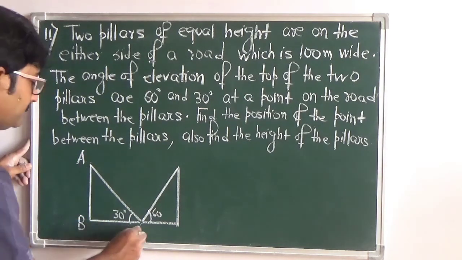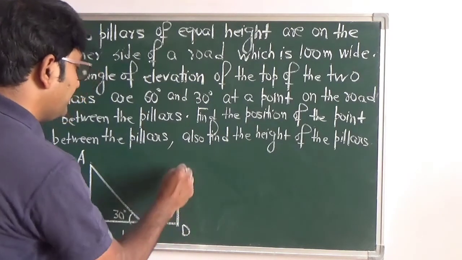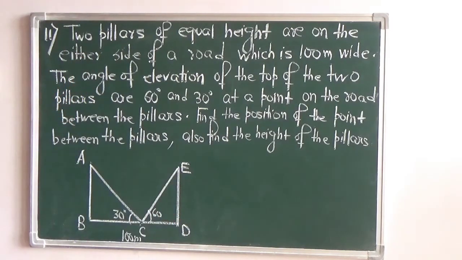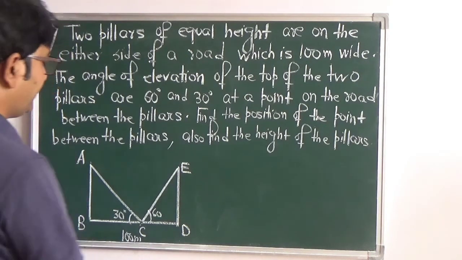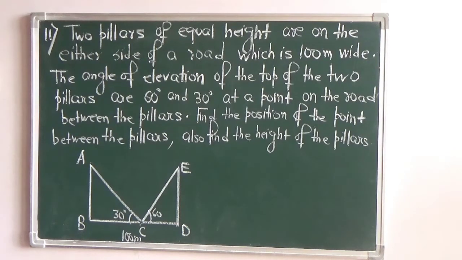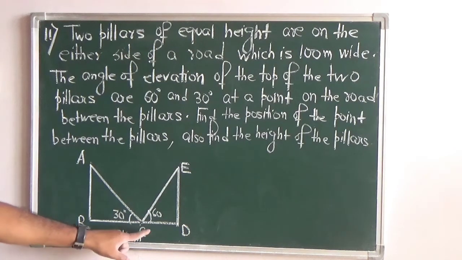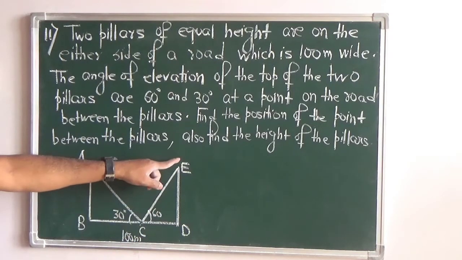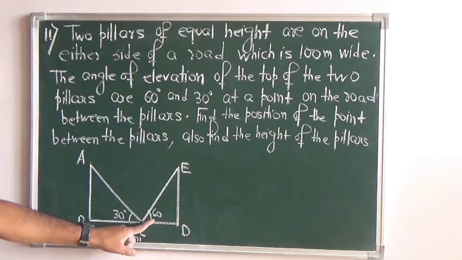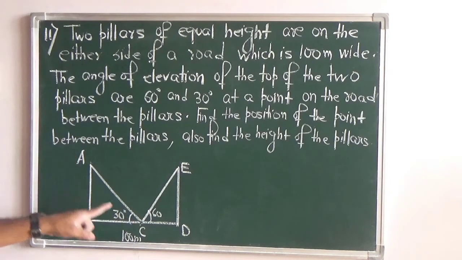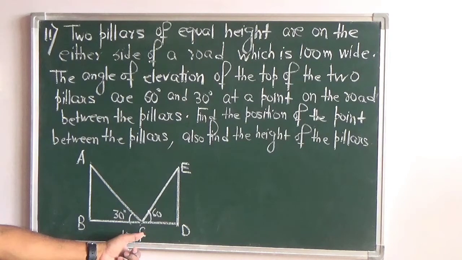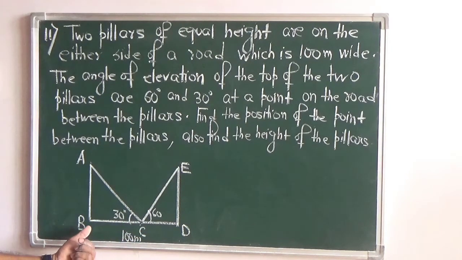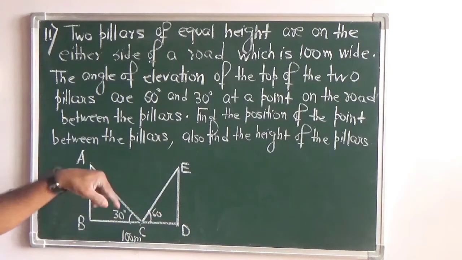A, B, C, D, E. The pillars are AB and DE. The width of the road is 100 meters, that is BD, and the position of the point between the two pillars on the road is at C. From here, if you look at the top of this, that is E, angle of elevation 60, looking at the point A, angle of elevation 30. Find the position of the point between the pillars. So you need to find the position of the point C, that means at what distance it is from point B, or from point D, and also the height AB and DE.